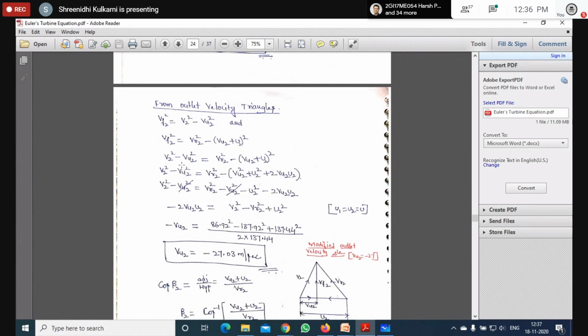After equating all this, whatever we have here, minus VU2 square and here minus VU2 square, it will get cancelled. Finally we will get minus 2 times VU2 into U2 is equal to V2 square minus VR2 square plus U2 square. But here I want VU2.